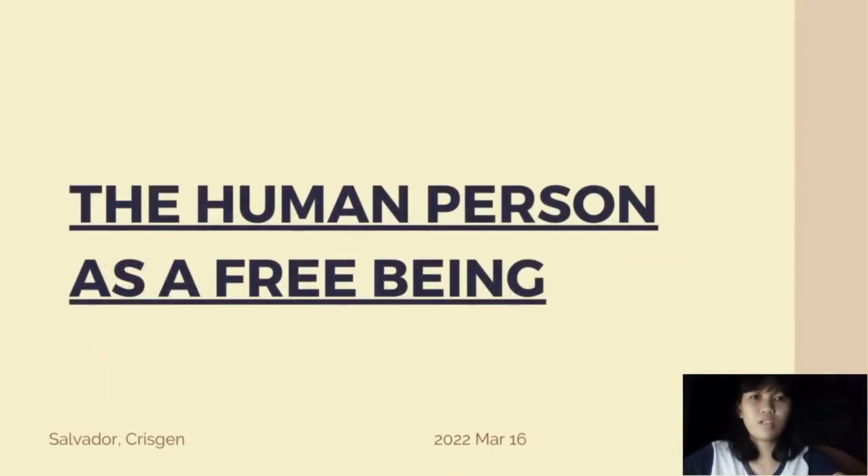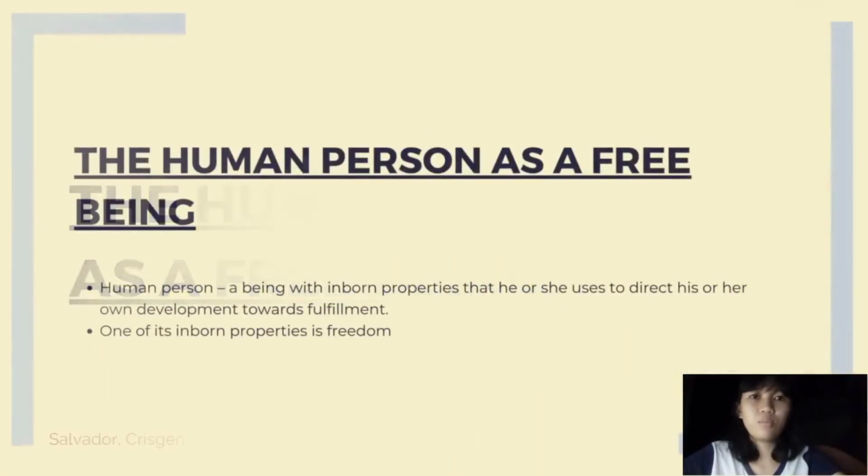The human person as a free being. The human being is more than its biological components. They are distinguishable from other living organisms by having a higher evolved brain and the ability to convey speech, and having listening skills. A human person is a being with inborn properties that he or she uses to direct his or her own development towards its fulfillment. One of its inborn properties is freedom.